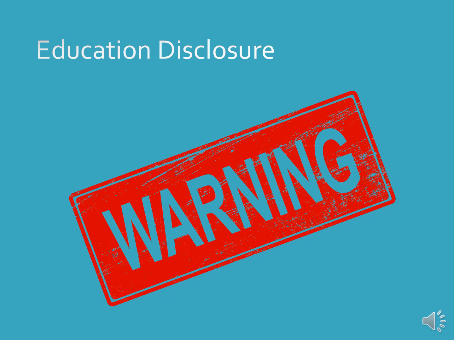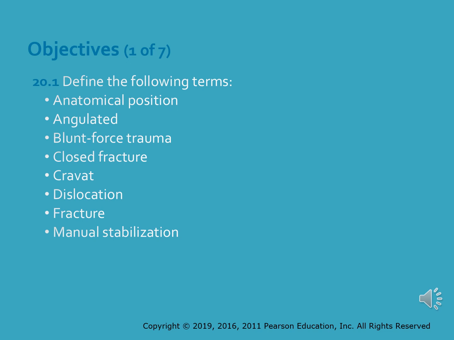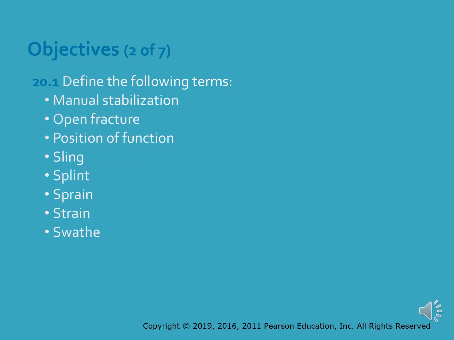protocols. We will define the following terms: the anatomical position, angulated, blunt force trauma, closed fracture, cravat, dislocation, fracture, manual stabilization, open fracture, position of function, sling, splint, sprain, strain, swath.